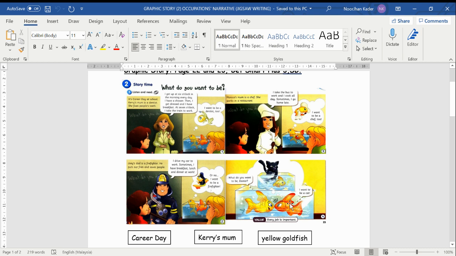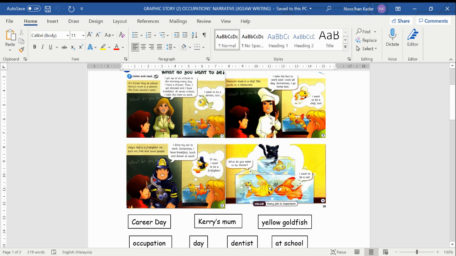Okay. Then the last frame, we can no more see the main characters. Like the first one, the main character is Carrie's mom. The second one, the main character is Joey's dad. And the third main character is Monica's mom. And all of them have their own occupations. So they are actually giving a speech on their occupation and also their day at work.